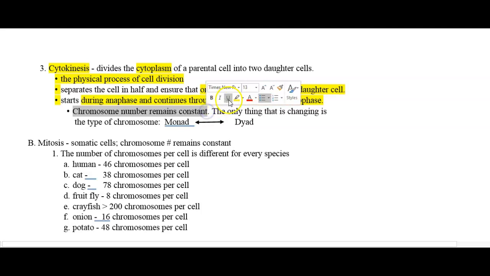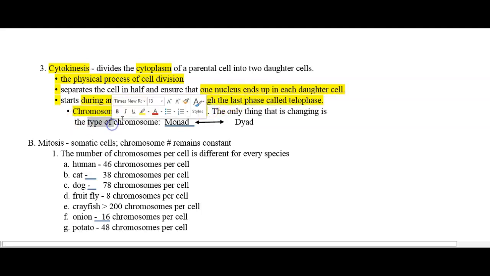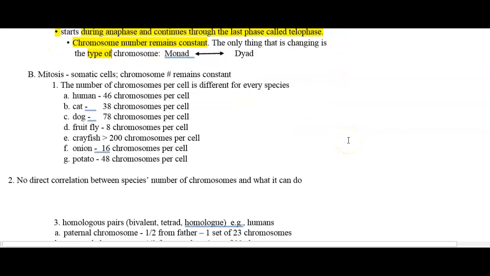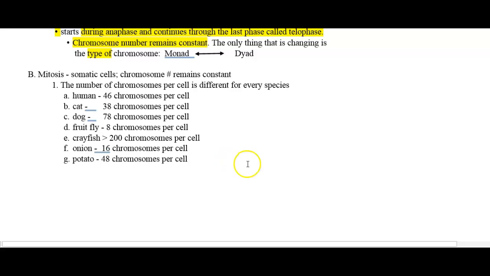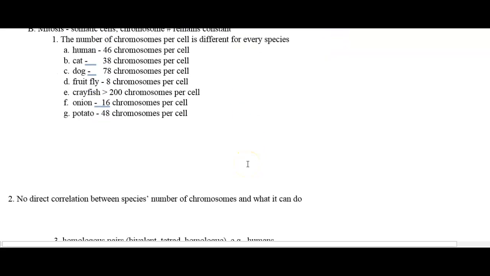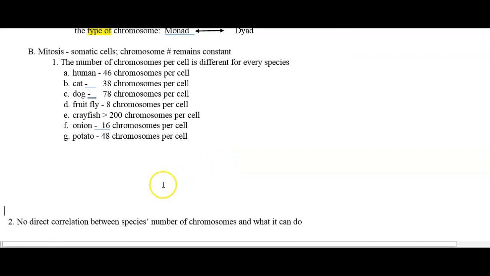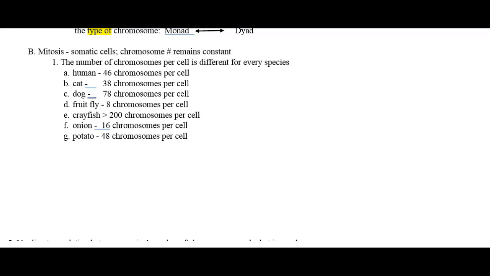The only thing that's changing is the type of chromosome. Monad or dyad. In mitosis, and these are somatic cells. These are all the cells in your body except for egg and sperm. Notice this. Somatic cells. Number of chromosomes per cell is different for every species. Like in humans, we have 46 chromosomes per cell. Cats only have 38. Dogs have 78. Fruit flies have 8. Crayfish can have more than 200 chromosomes per cell.